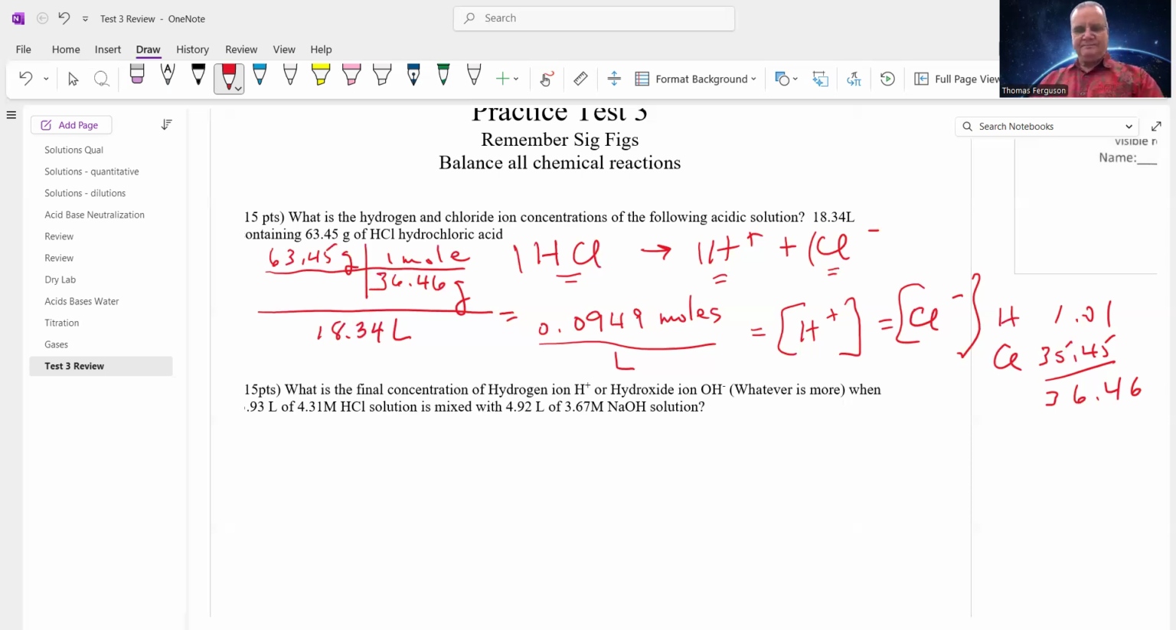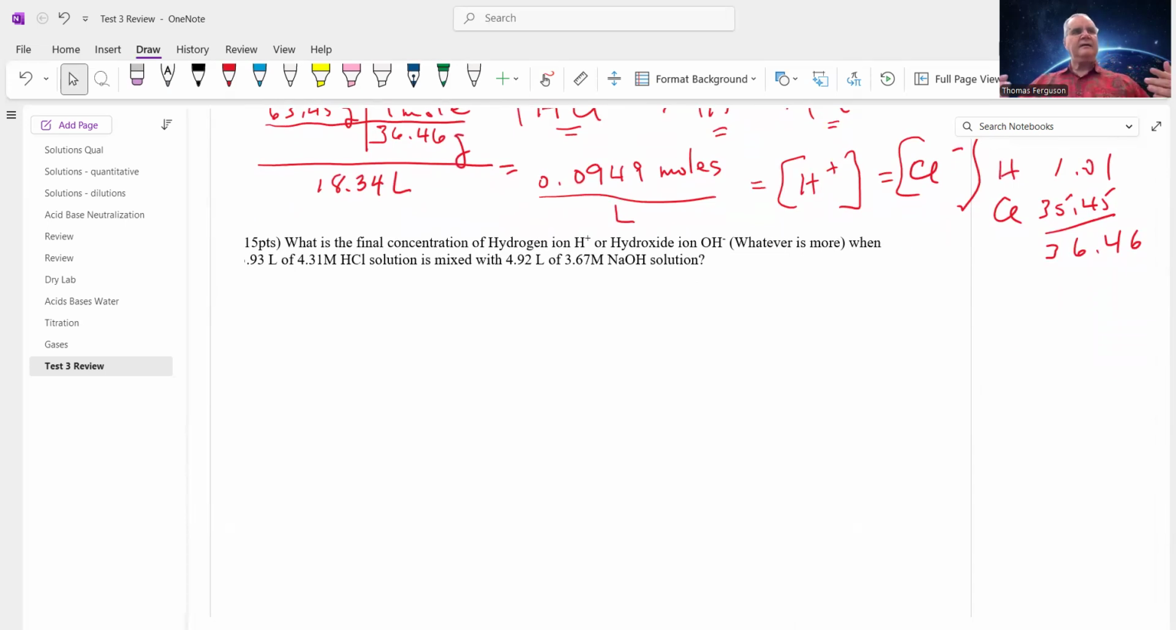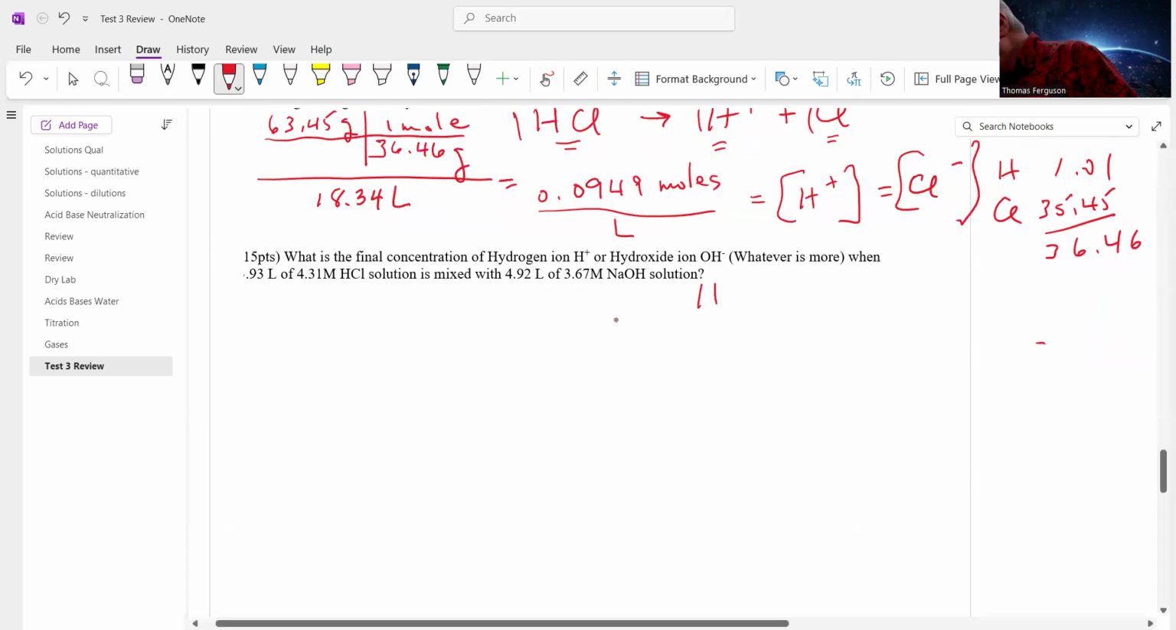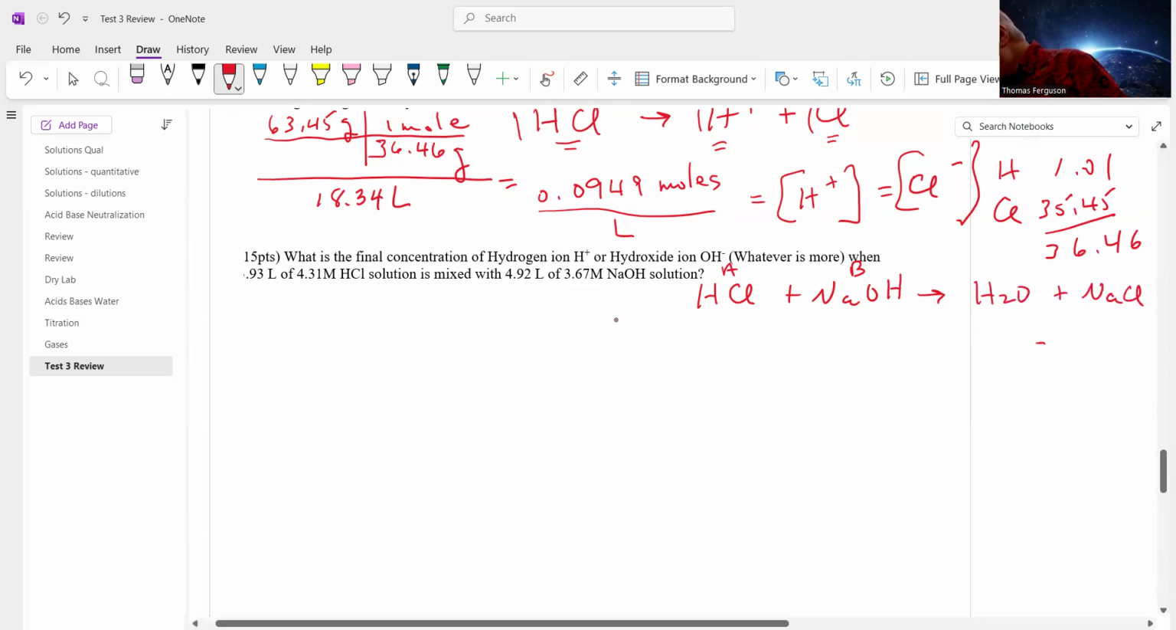Now the next problem is very germane to one of the take-home problems. So this one is really important to understand. Basically we've got a double replacement reaction between an acid and a base. So this is the acid. This is the base. And we're going to create water and the salt.